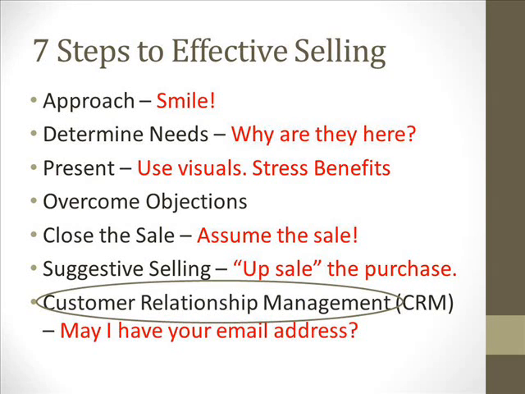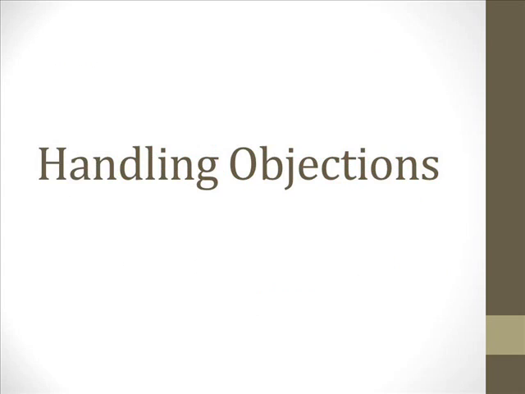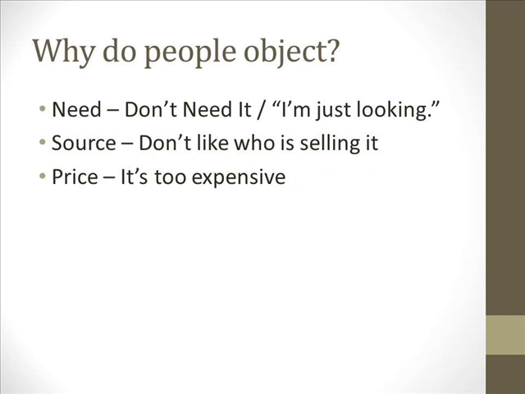So let's get into the objections. We went over a few of these. And what I did is I told people what type of objections there are. Either people don't need something, or they say, I'm just looking. They don't like who's selling something. So if they say, I don't like the manager here, they treated me bad last time, I don't like these jeans, they bled on my leg last time, so I don't trust anything in the store, that's a source complaint. Or a price complaint, it's too expensive.